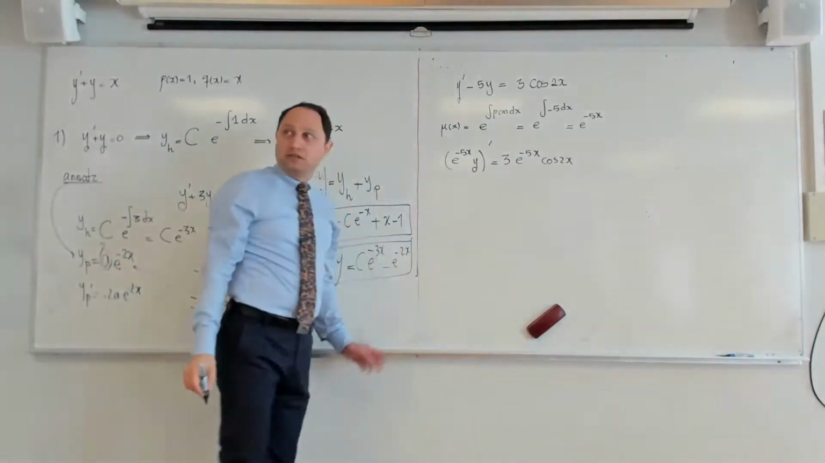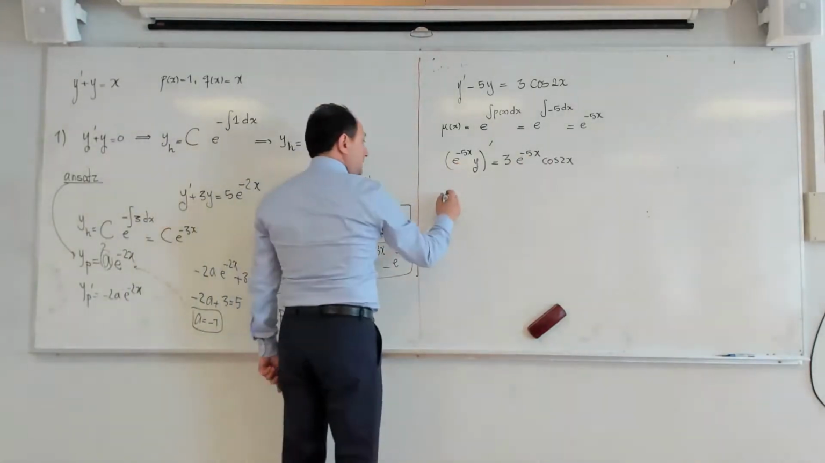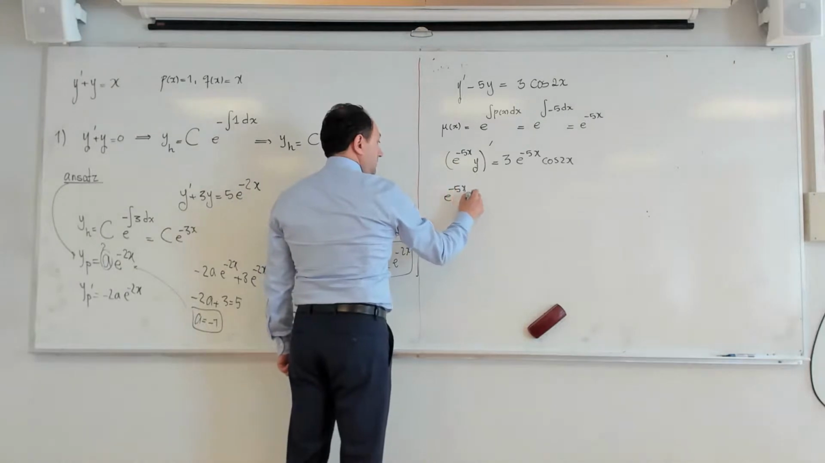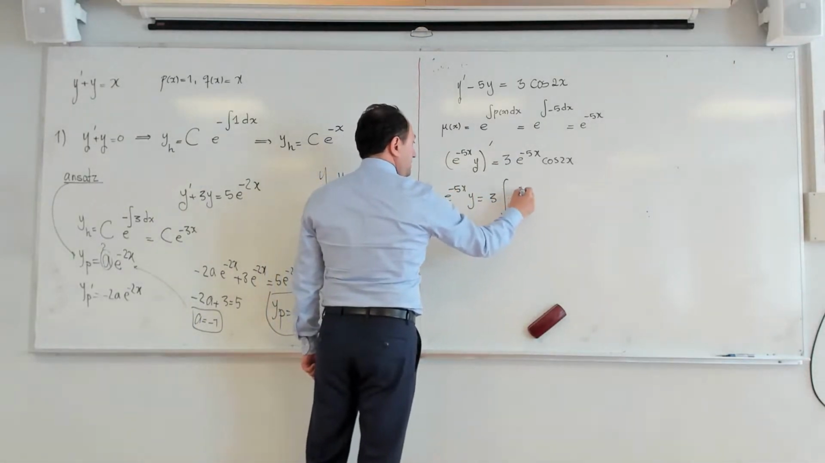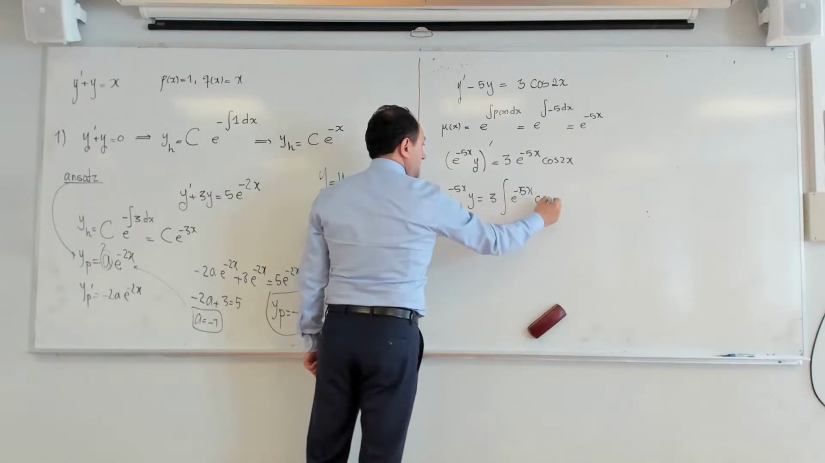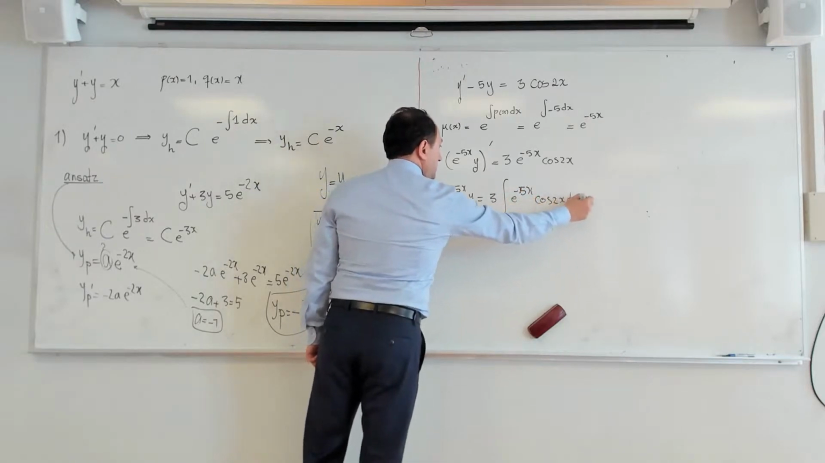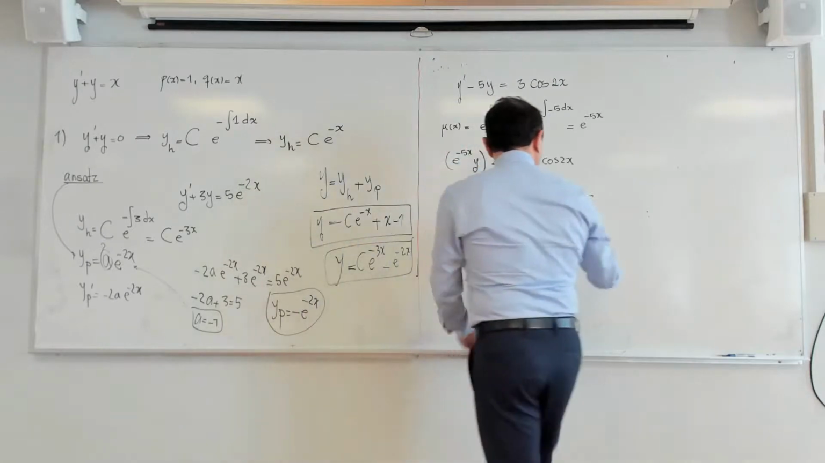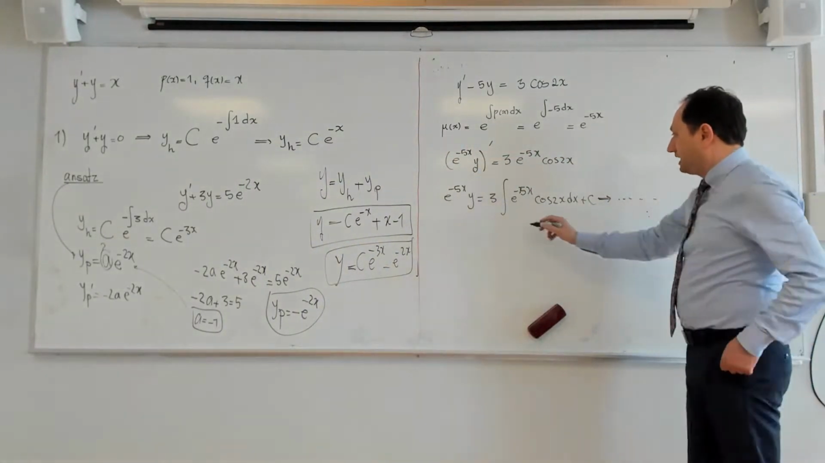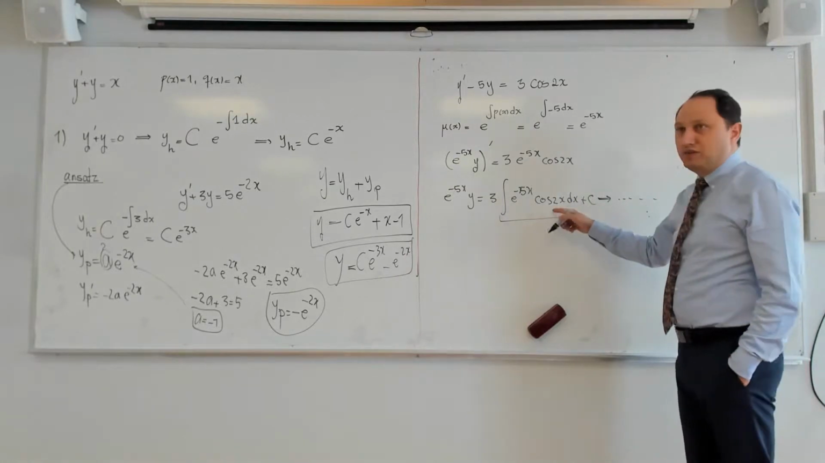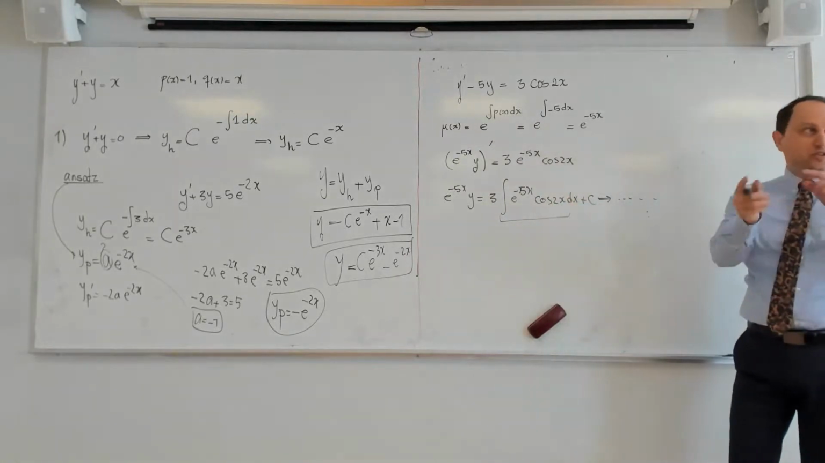Do you agree? And then I need to integrate this. So it becomes 3 integral e to the power of -5x cosine 2x dx plus a constant. Okay, so if I want to continue, do you remember I had a big trouble? Do you remember that was similar to the example that was a circular argument?